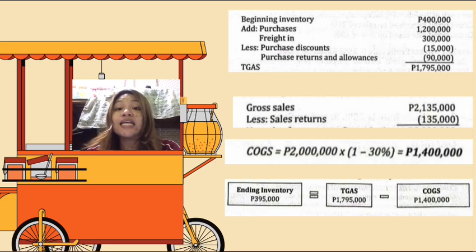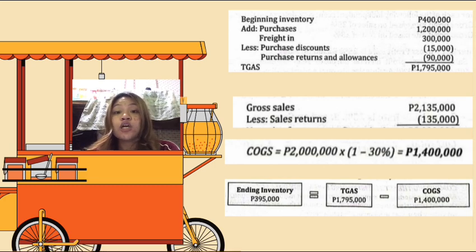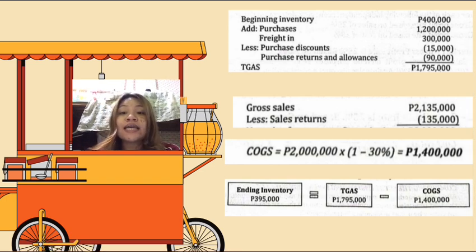So the gross profit rate here is 30% based on sales. The COGS here is 2 million. To get the COGS, the net sales that we got earlier, we apply the formula: base times 1 minus 30%, which is 1,400,000. Kumbaga, the cost of goods sold is connected to the net sales, which we mentioned a while ago.